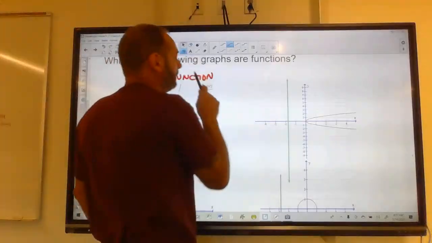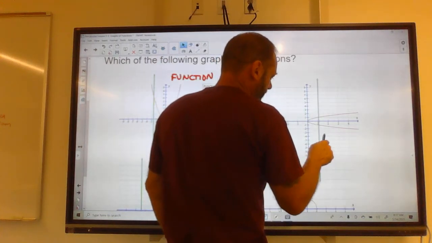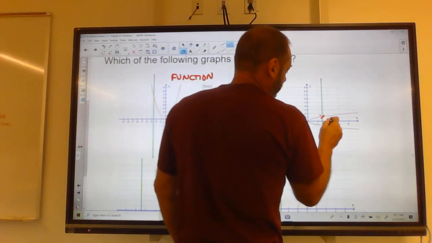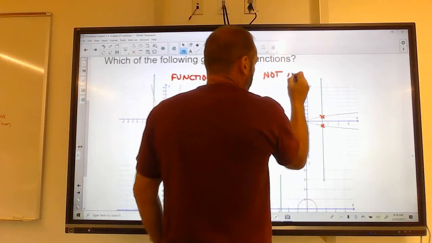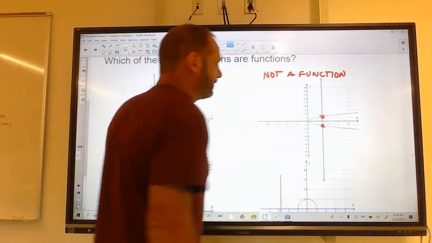Now over here, this one, there we go. If I move this right there, it crosses the graph at 2 points. Once here and once here. So this is not a function. Fails the vertical line test.